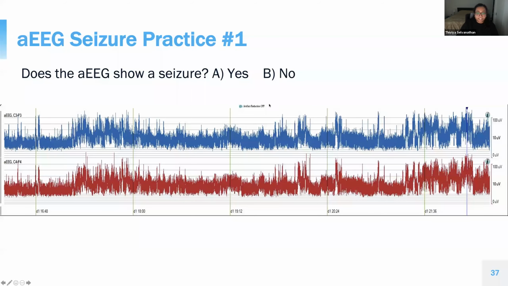So this is our next polling question. This is going to be AEEG seizure practice number 1. I'll just launch the poll. So, does the AEEG show a seizure?